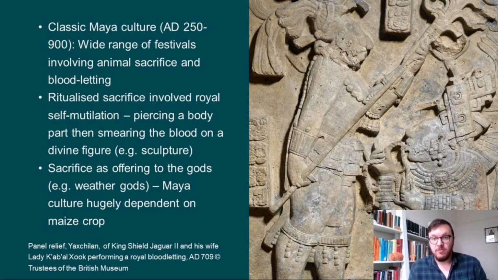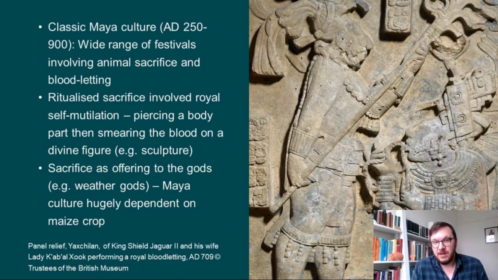So a member of the royal family, the king or his wife or their extended family, would pierce a body part and then use the blood that flows from that piercing to smear on a divine image, like a sculpture or a sacred image of a Mayan god. The idea being that royal blood has power, and that it should be used in communication with the gods in order to intercede on behalf of the people that the kings are ruling over. So this is a kind of self-mutilation. It's a form of sacrifice to the gods in order to bring about good outcomes.